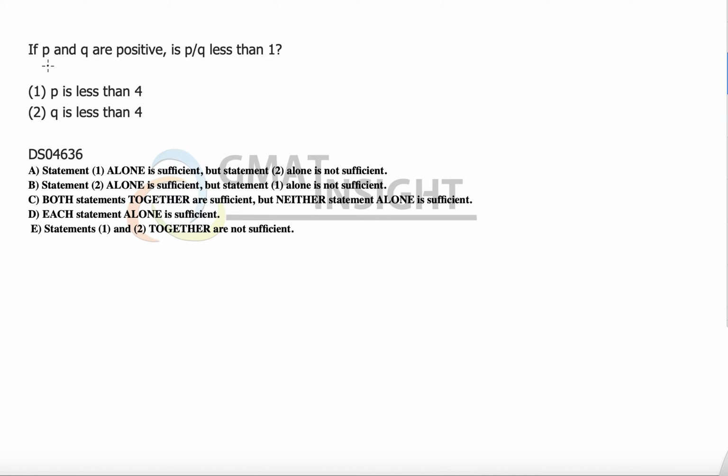If P and Q are positive, the question does not mention they are integers, is P by Q less than 1? So the question is, is P by Q less than 1? Inequality question. In inequality, the cross multiplication of the variables is allowed as long as they are positive. Because when you do the cross multiplication with negative variables, then the inequality sign needs to change.